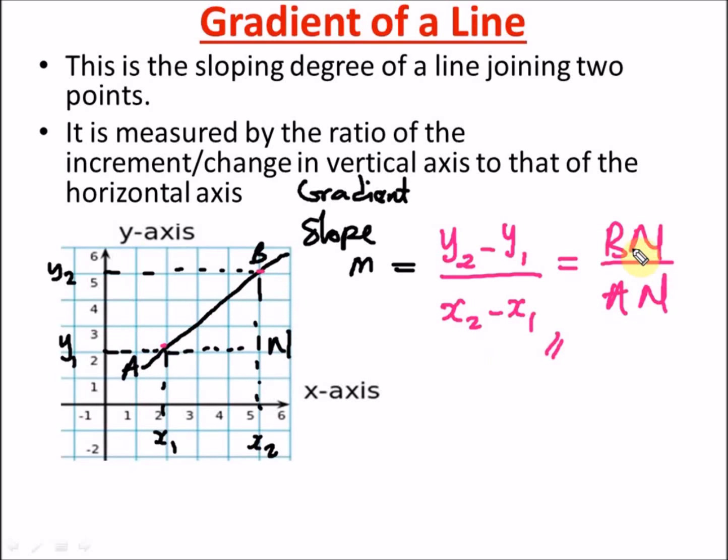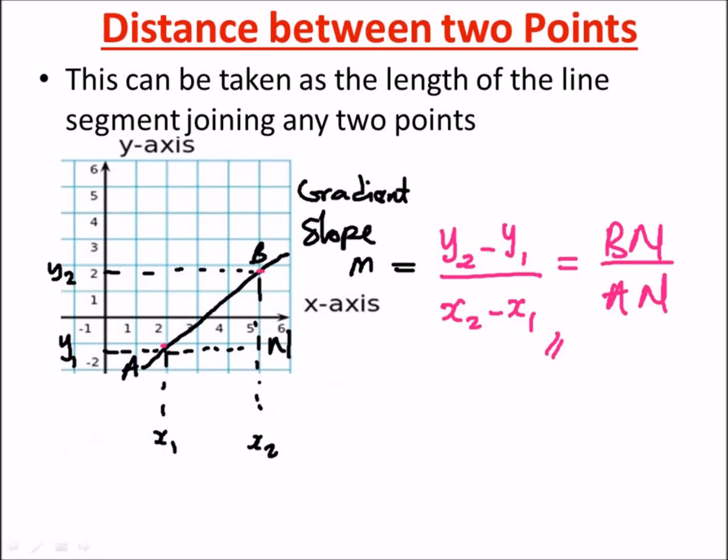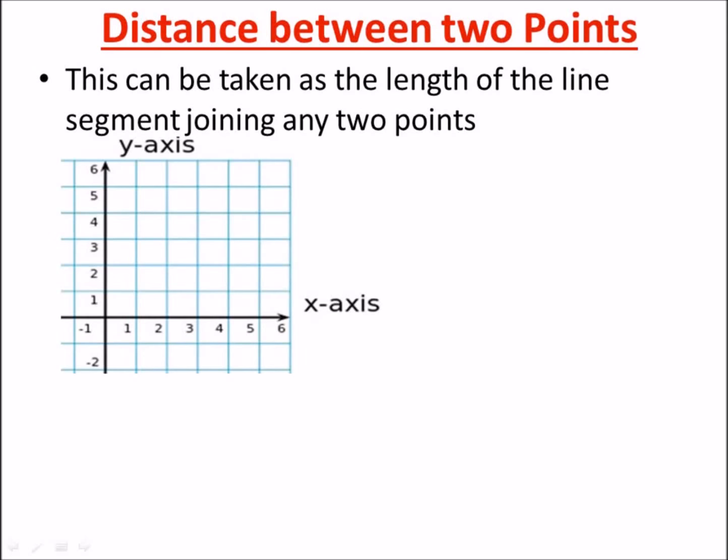Okay, so let's go to the next and final thing we have to look at in coordinate geometry for this class, and it's the distance between two points. So how do you get the distance between two points? This can be taken as the length of the line segment joining any two points. Let's say we have two points again. Let's say we have y1, y2 and x1, x2. So let's trace this. We have to draw this for proper understanding.